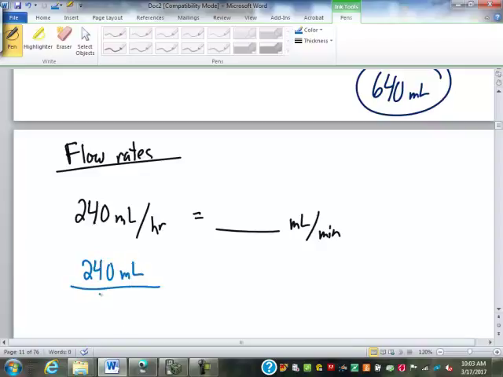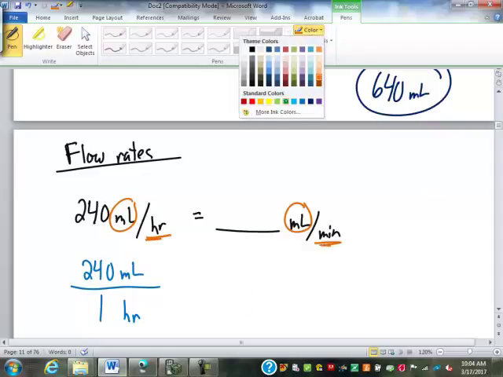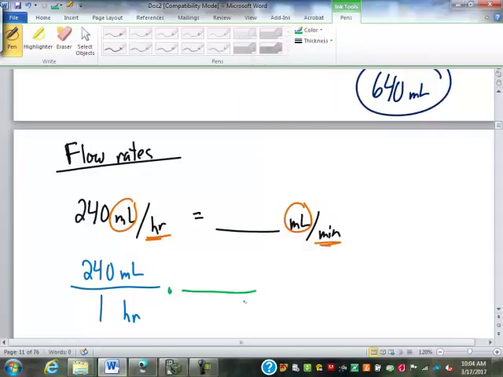240 milliliters per hour is 240 milliliters over 1 hour. Now this time I don't want to change the milliliters. They're going to stay the same. I want to change the hours into minutes. So in my equivalency, it's the hours I want to cancel out. Since they're on bottom, I'm going to put them on top. So I'm changing it to minutes, so minutes have to go on bottom. 1 hour equals 60 minutes.